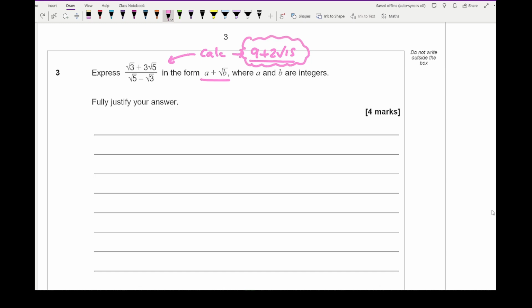However, I can't just simply write that and expect to get the full marks. I also note that here we've got 2 root 15 and they just want it as one single surd. So let's have a look at doing this properly.